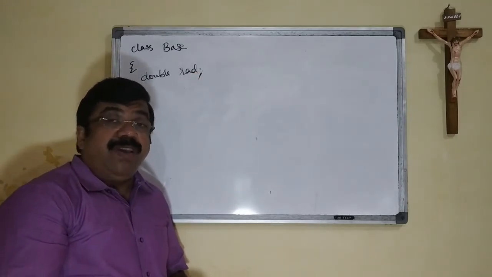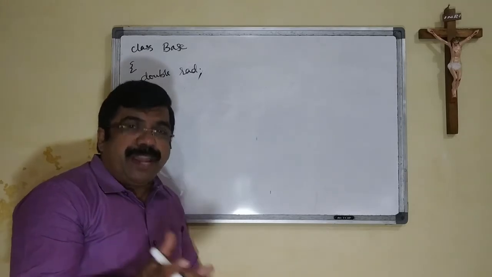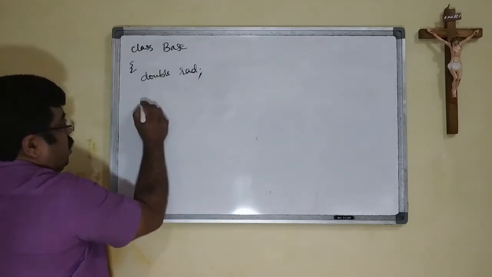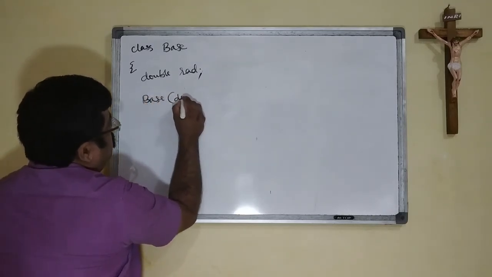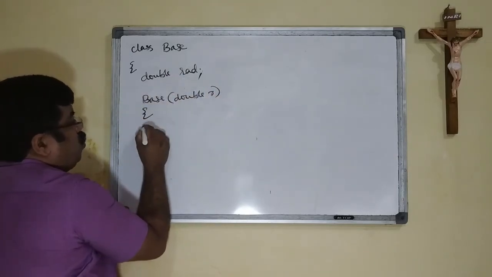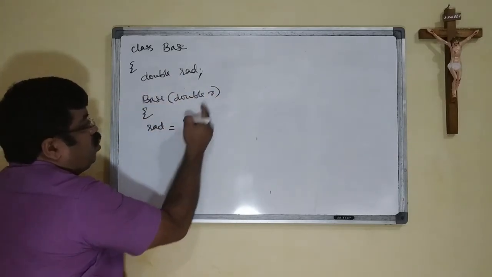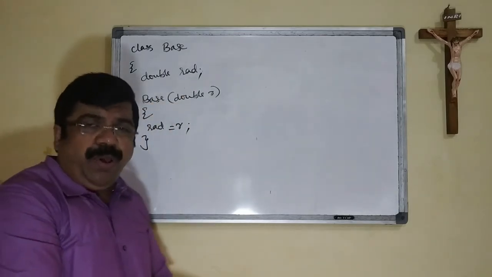Then we have to write the constructor. The constructor is a parameterized constructor. So write Base(double R), and to this radius it is storing the value of R, that is over.